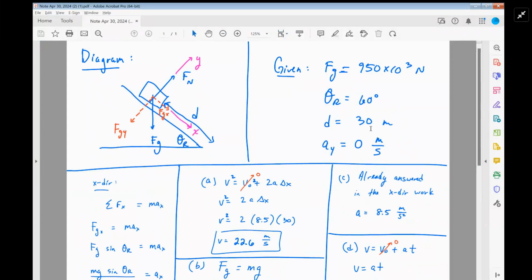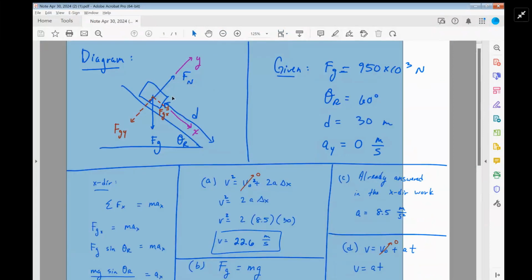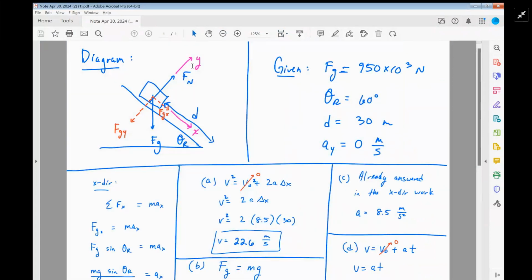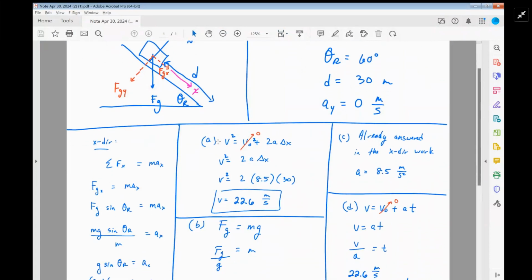These were all given in the actual problem, except AY. We can recognize that AY must be 0 because this object is not floating off the ramp. It's not moving off the ramp at all. It's only accelerating down the ramp, which will be AX. All right, with that said, let's go ahead and take a look at what's going on in the problem.